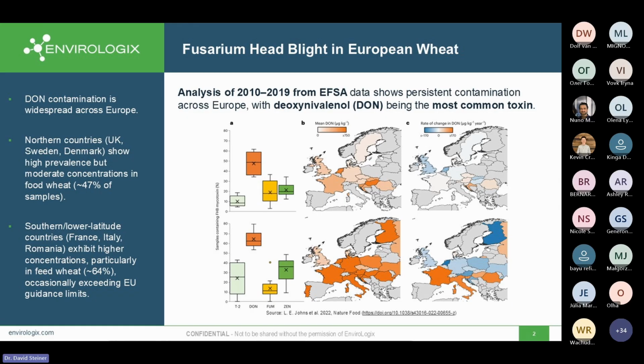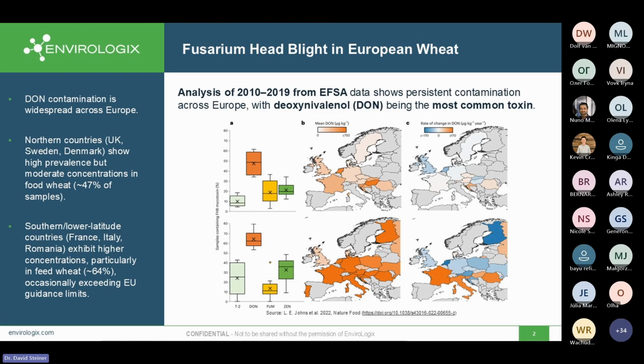So in northern countries like the United Kingdom, but also Sweden, Denmark, Scandinavia, infections are frequent, but the toxin levels are usually moderate. On the other side, in southern countries like France, Italy, Romania, the toxin concentrations are higher and sometimes also exceed the European limits. So these differences actually reflect climate and crop management.